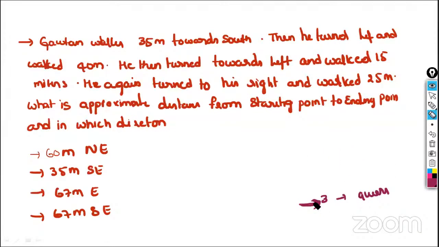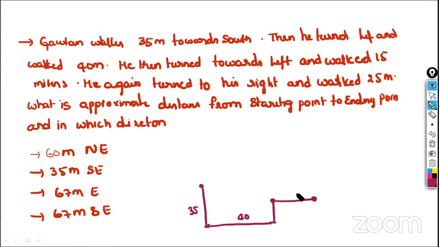Here, Gautam walked 35 meters towards south. Done? Then he turned left and walked 40 meters, and then turned left and walked 15 meters. Right. So towards south, how much? 35. Left turn, how much? 40. And left, how much? 15. Then again he turned right. How much? 25. Right. From the starting point, so I will increase here.